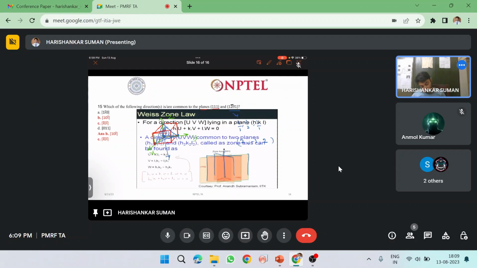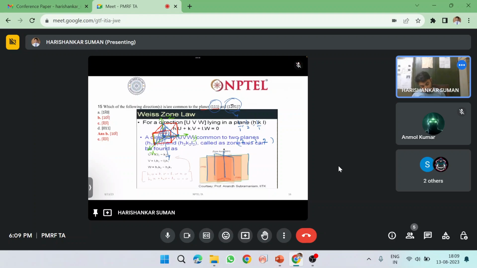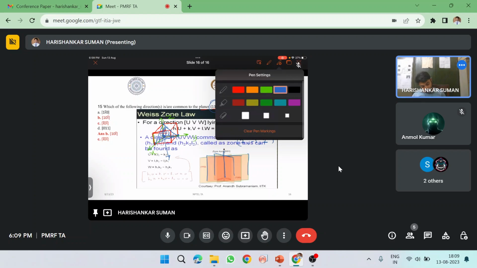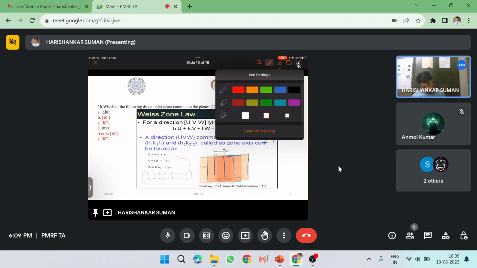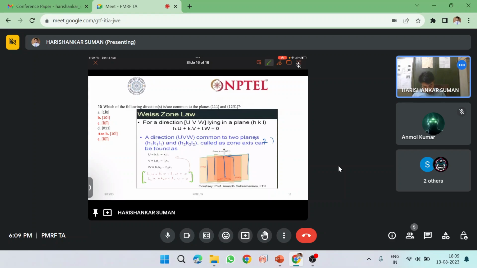Similarly, we have to find the common direction of these planes. After drawing, we can see it graphically, or we can solve via this method. These are the two equations here. After solving these equations and putting these values into these equations, we can find the B and C answers.